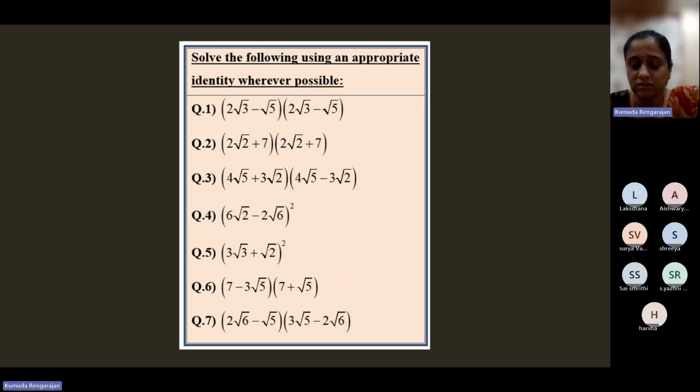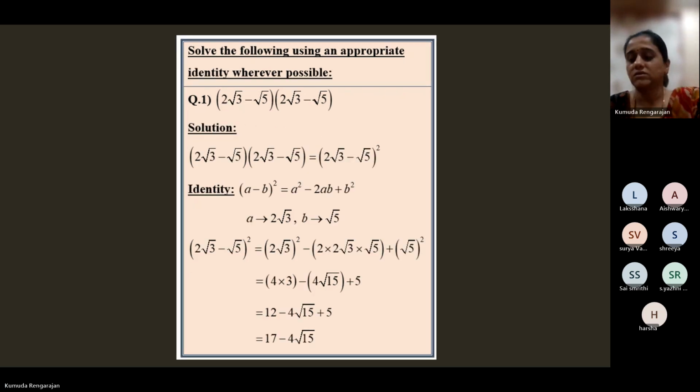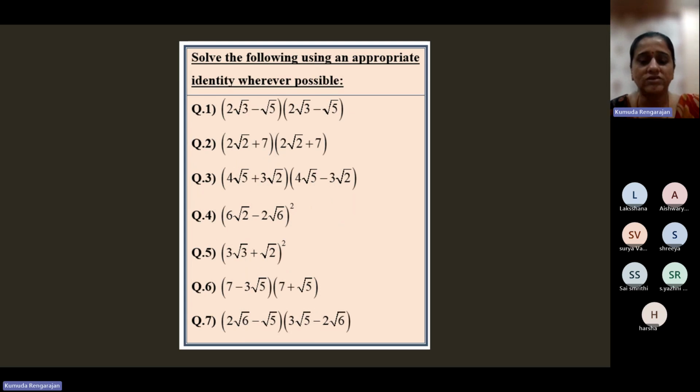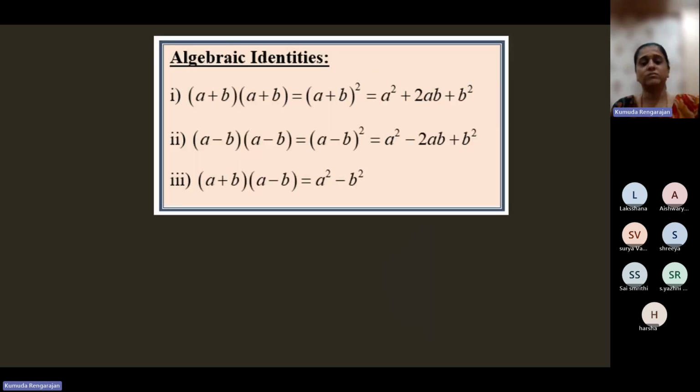So 1, 2, 3. Understand as I just explained them. For the first one, it's a minus b into a minus b, which is a minus b the whole square. Second one is a plus b into a plus b, so a plus b the whole square. And the third one is a plus b into a minus b, which is a square minus b square. Or you can make a note of the identities in case. Take a screenshot, and if you want to make a note of them, please write down.